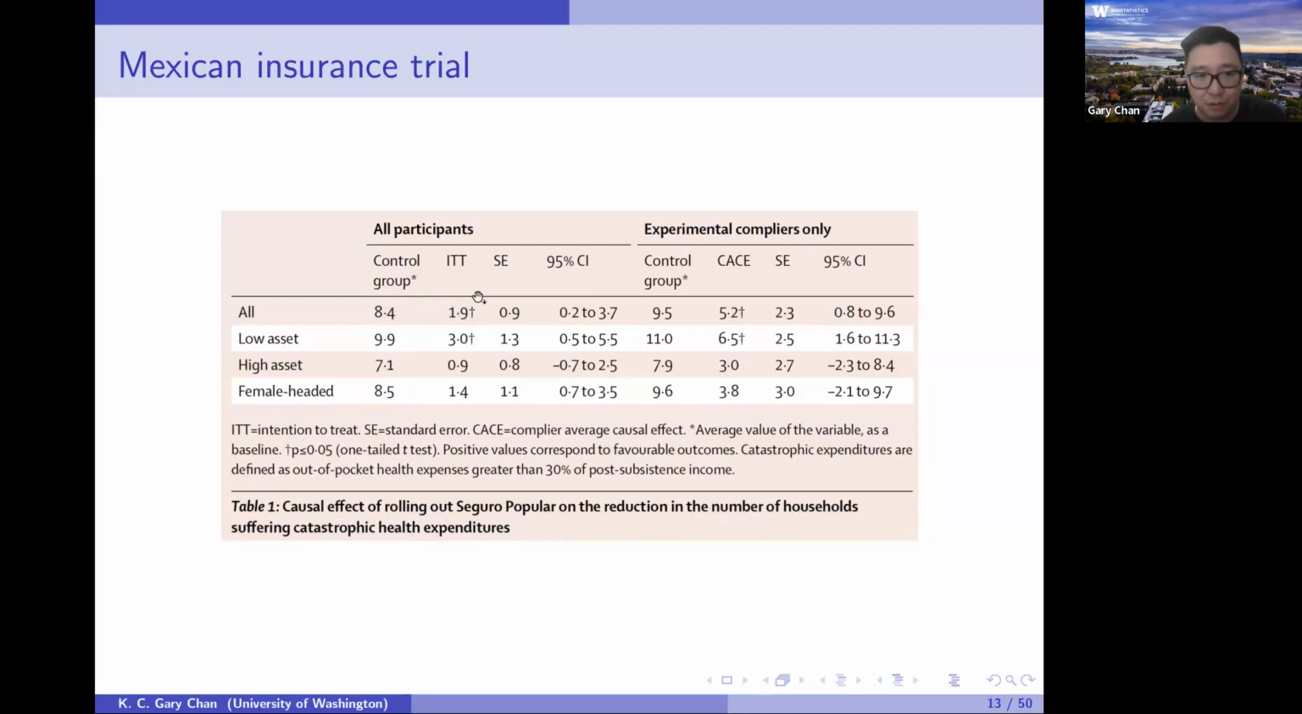This is the intention to treat effect, and you have the CACE, which is the complier average treatment effect. If you compare the ITT and the complier average treatment effect, they generally have the same sign. We're going to see that the intention to treat effects are attenuated, closer to the null.